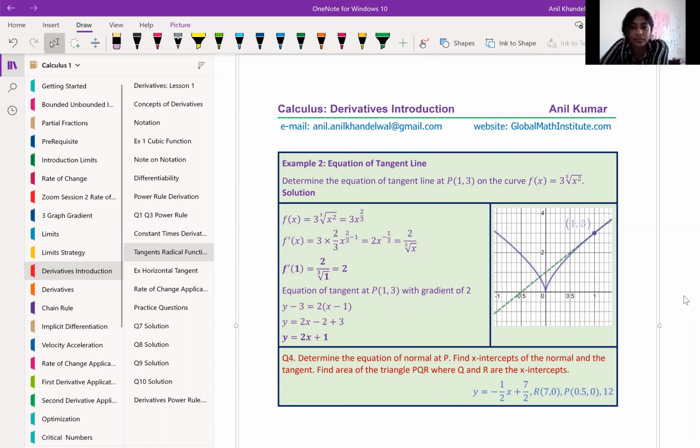Question number 2 is the equation of a tangent line. Most of the time we are only finding equations of tangents and equations of normals. Let's consider this graph, which is the graph of the cube root of x squared, x to the power of 2 over 3. Let me read the question first. It says, determine the equation of the tangent line at P(1, 3) on the curve f of x equals 3 times x to the power of 2 over 3.